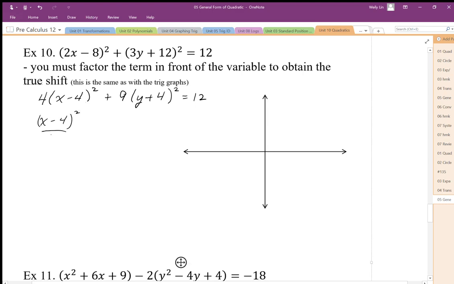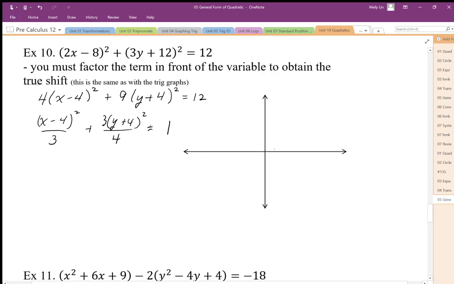So I end up with 4 over 12 is 1 over 3, and 9 over 12 becomes 3 over 4, and that's equal to 1. So this is an ellipse. We can see that a times b is positive, so this is an ellipse.